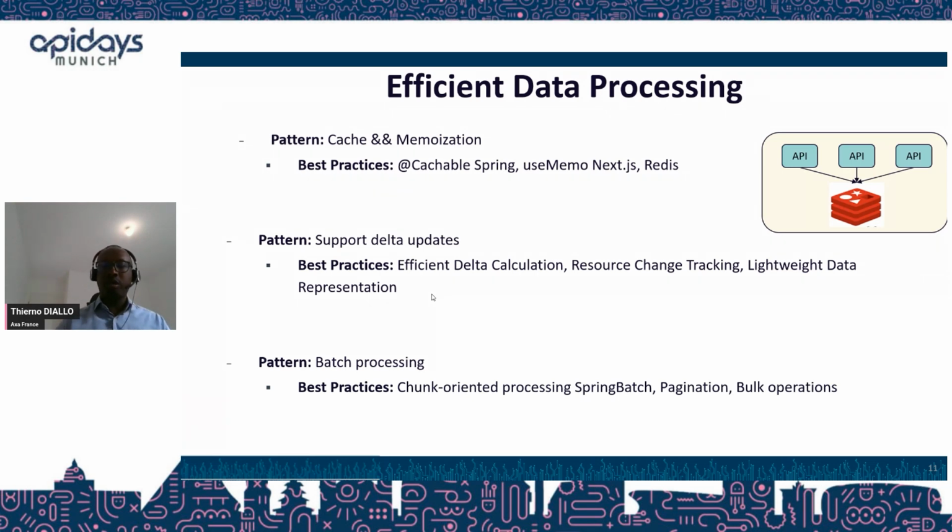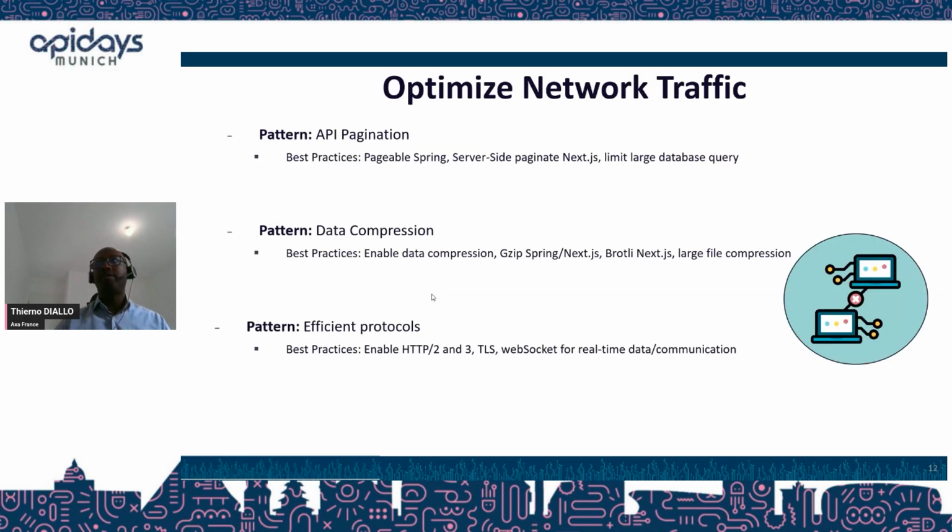So it's very important to handle well the network call inside your process. And the third one is to optimize the network traffic.